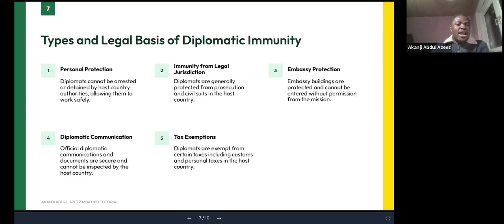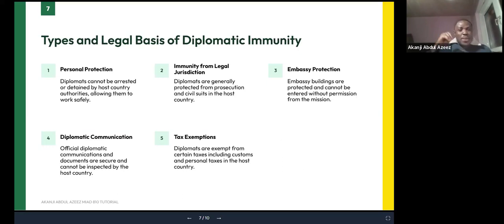And the fourth one we have is diplomatic communication. We are talking about what we call the diplomatic bag. It's like a bag that diplomats carry. If you look at diplomats, you will see that they always have one bag they carry like that. If they don't carry it, the person behind them will carry it. That bag, they know they search that bag in airports.